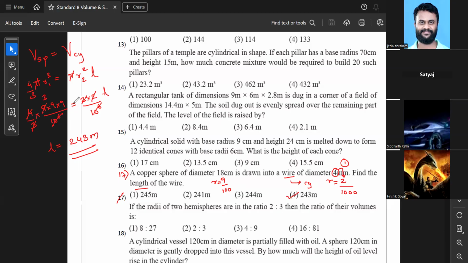On the other side, the radius is 2 upon 1000. So the square will have 2 into 2, and the square of 1000 will have 10 raised to 6. And 10 raised to 6 with 10 raised to 6 gets cancelled. 4 will cancel with 4, and 3 will cancel with 9 to give us 3. Then I multiplied the rest. Okay, got it.